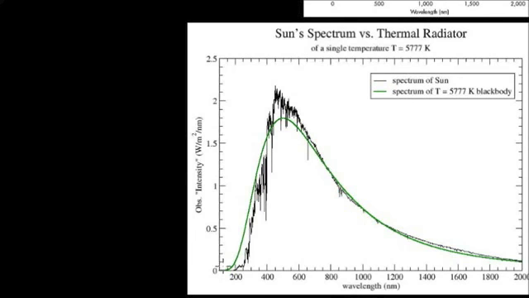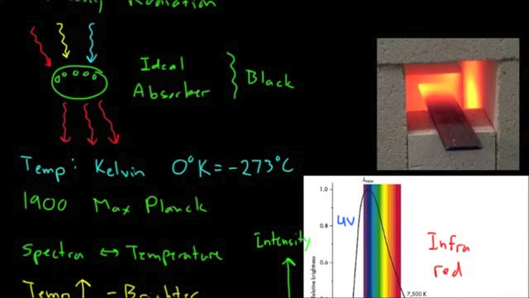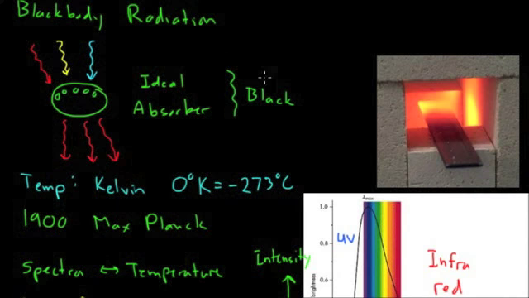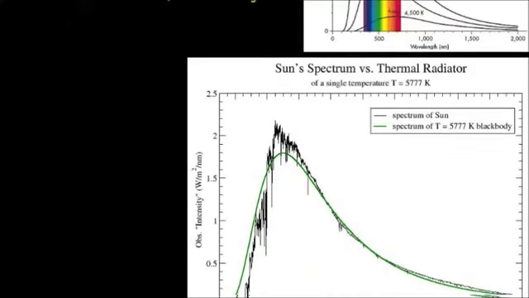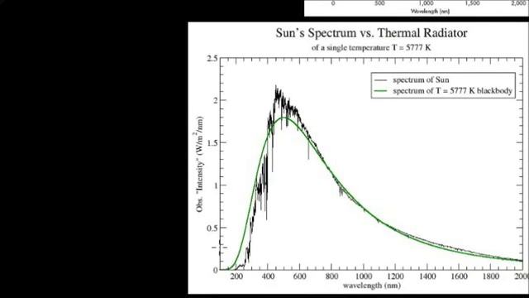Now we notice that this line doesn't match up perfectly with the spectrum of the sun, which is because our sun isn't a perfect black body. It's fairly close, but nothing is. There are very few things that are perfect black bodies. But even though it's not a perfect black body, it does do a fairly good job at approximating the spectrum that we see from the sun.